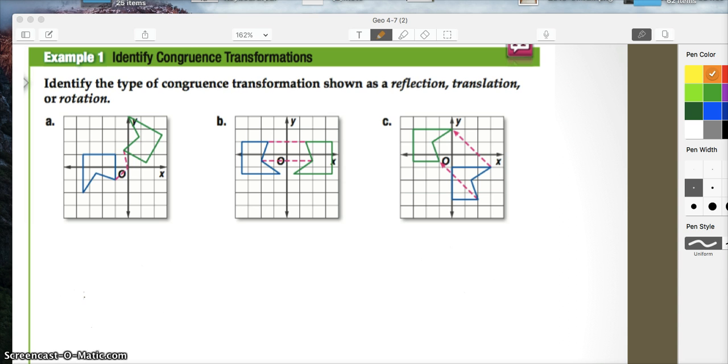So now that we know the ins and outs of all congruence transformations, now we're going to be able to see if we can determine what kind of transformation we're looking at.